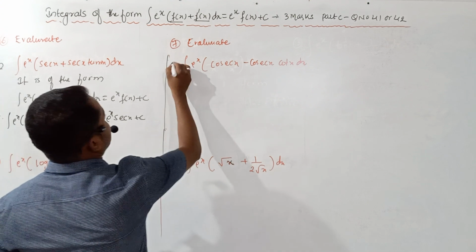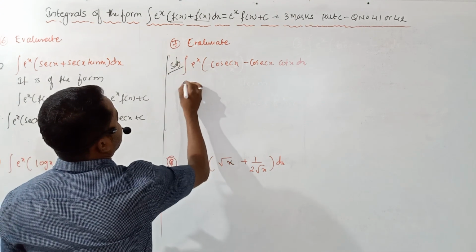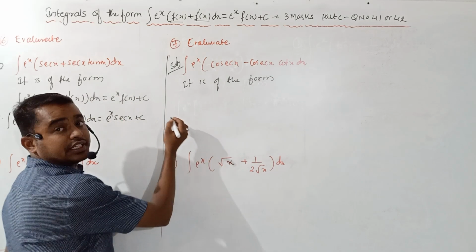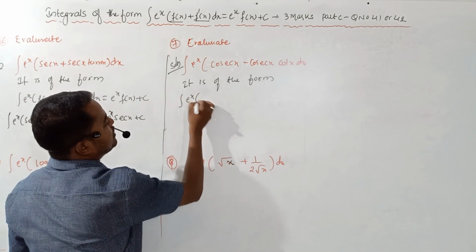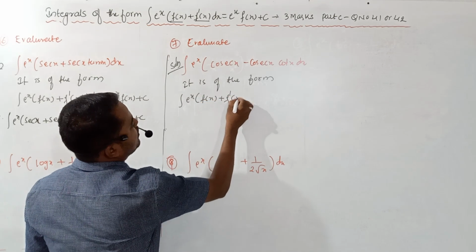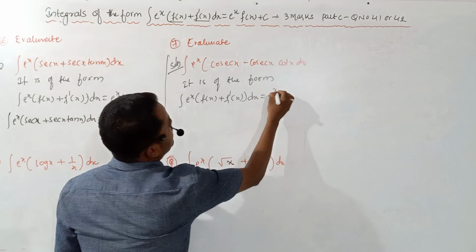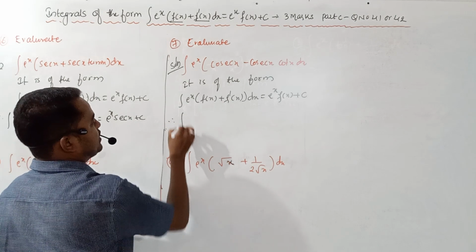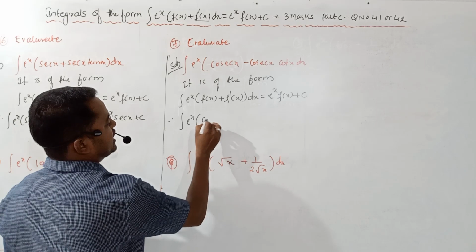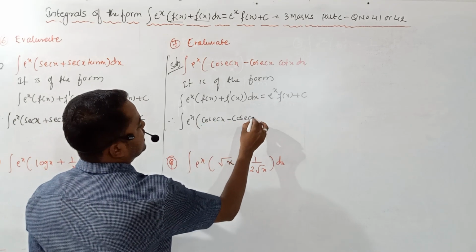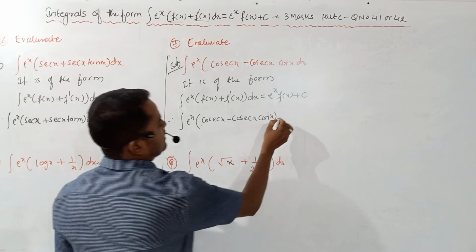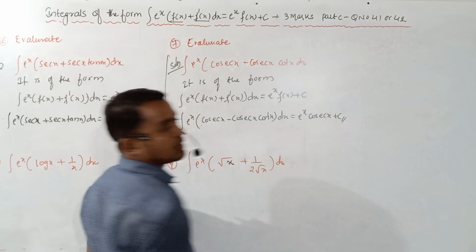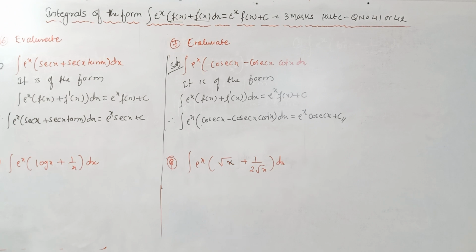This one is also the same. Solution, first step: it is of the form integration of e raised to x [f of x plus f dash of x] dx is equal to e raised to x f of x plus c. Therefore, integration of e raised to x [cosec x minus cosec x cot x] dx is equal to e raised to x cosec x plus c. Next, this one.